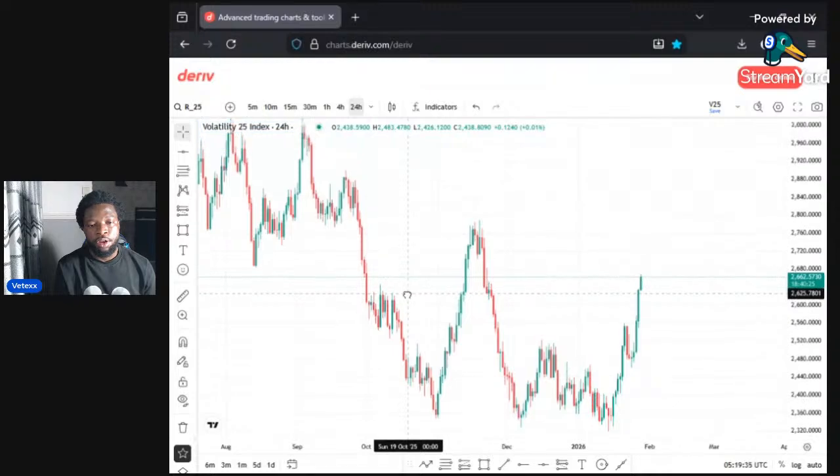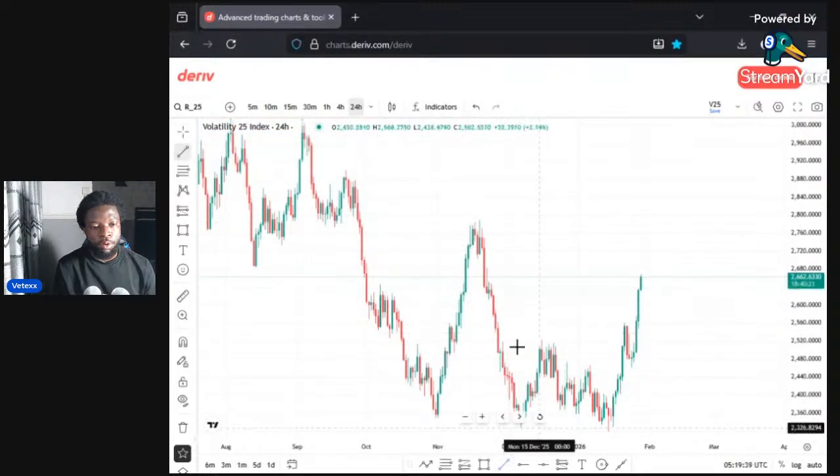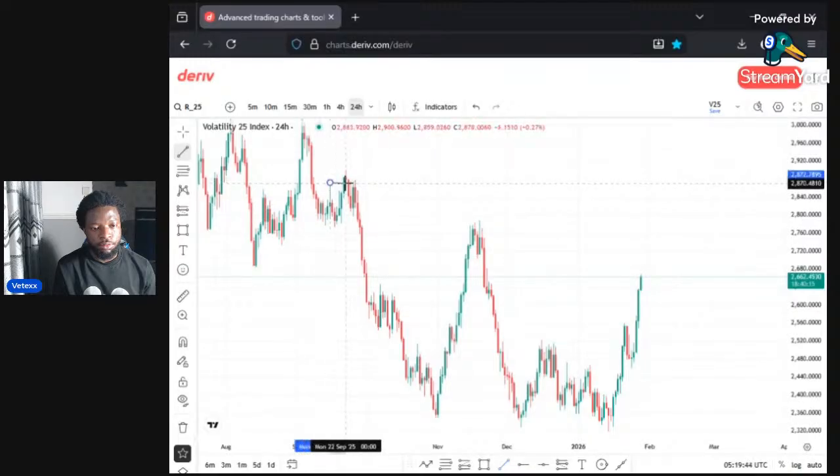Okay, so clearly this is the 24-hour time frame. Right now we have our rule number 1, which is what? Sweep of liquidity. Rule number 2, first break of structure.